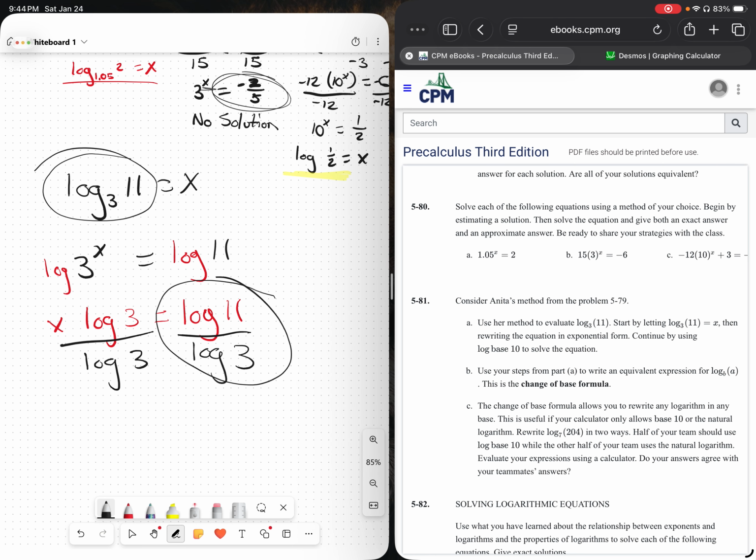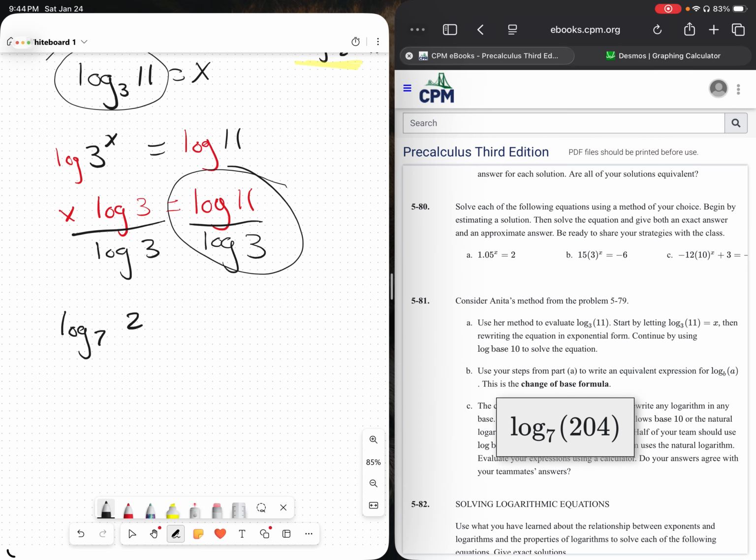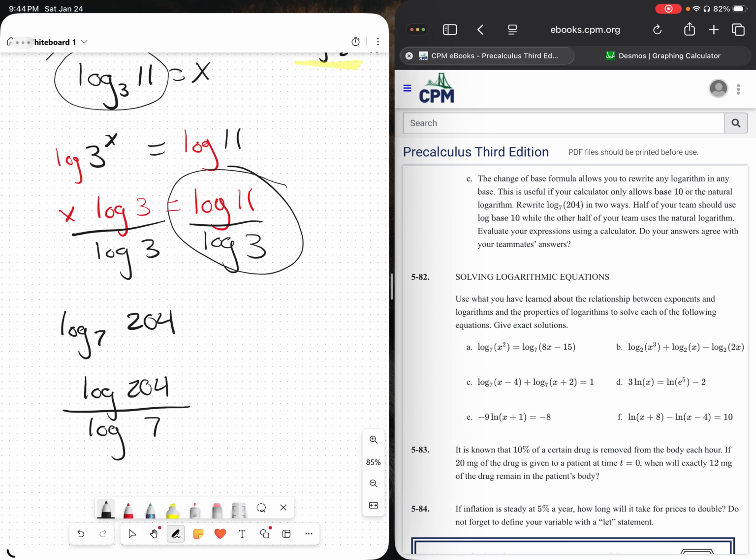So you had to use this. This is what you used to have to use on an older model calculator. In problem C here, where they give you log base 7 of 204, to rewrite that you would just say log of 204 divided by log of 7, right? That was the change of base formula and where it came from. So it's really just solving very simply.